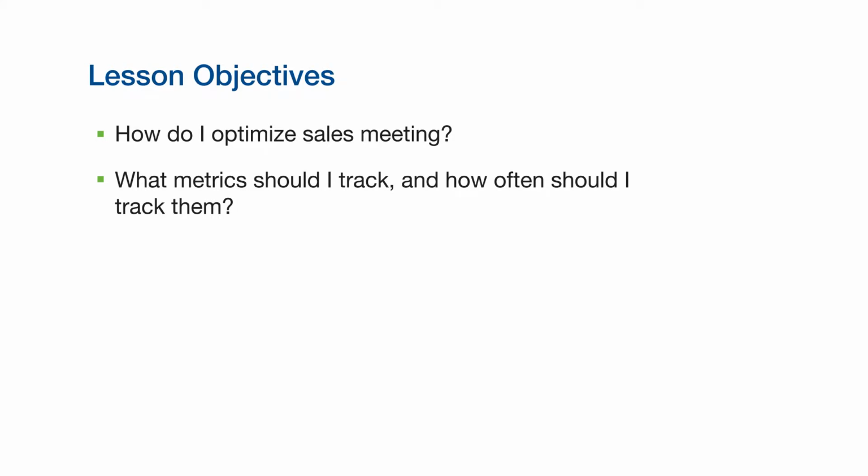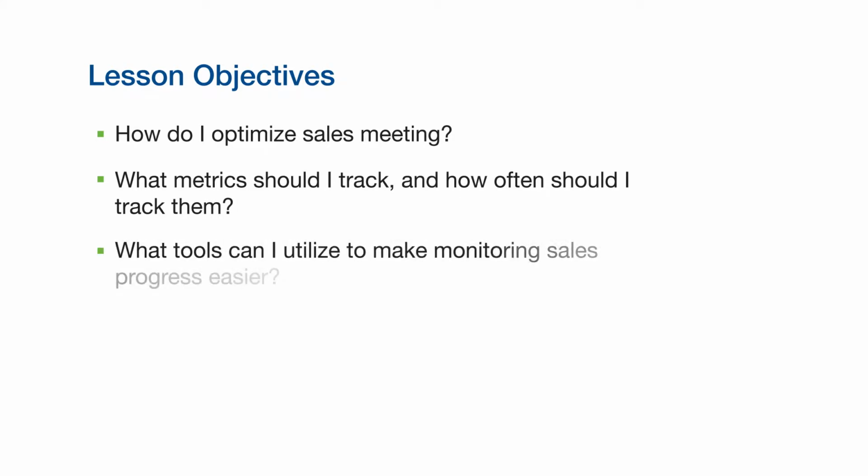How do I optimize sales meetings? What metrics should I track and how often should I track them? What tools can I utilize to make monitoring sales progress easier? I know this may sound very introductory, but let's start by defining what an effective sales meeting looks like. This will be your most effective strategy for monitoring sales progress and informing relevant stakeholders.